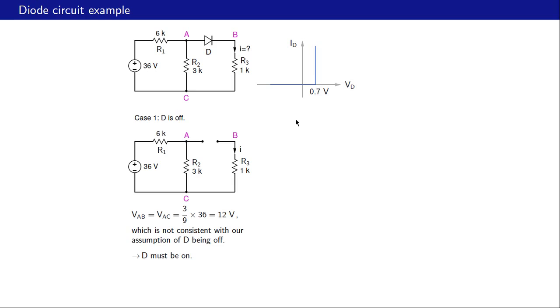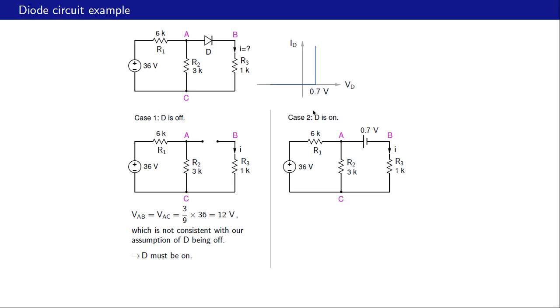And if the diode is conducting, then it has VD equal to 0.7 volts, and it can be replaced with a battery like we saw in the last slide. So this is what the circuit will look like. Instead of the diode, we have this battery now with 0.7 volts. And now let us see how we can obtain the solution.